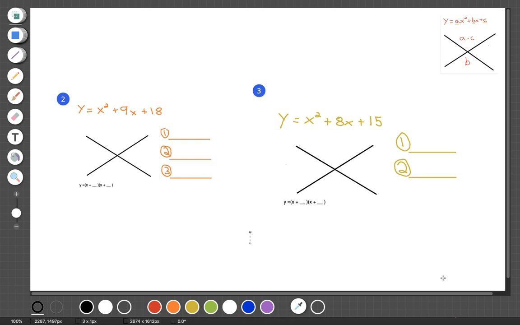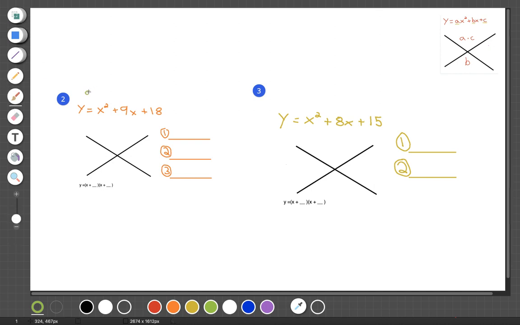All right, so I'm just going to go over number 2 and number 3 to help you get a good rounded idea of how we do this, or so you can check your answer and make sure you're on the right track. So for number 2, this is a multi-step process. The first thing we need to do always is identify our A, B, and C.